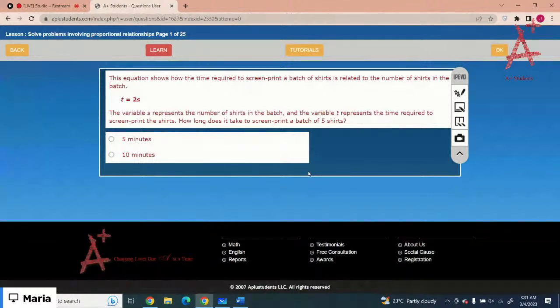This equation shows how the time required to screen print a batch of shirts is related to the number of shirts in the batch. T equals 2S. S represents the number of shirts in the batch. And the variable T represents the time required to screen print the shirts. How long does it take to screen print a batch of 5 shirts? So that means the total shirts you have is 5. You need to calculate the time. Got it? S represents the number of shirts and T represents the time.